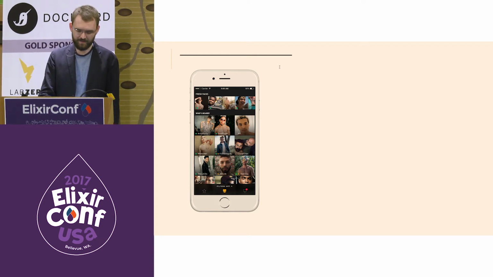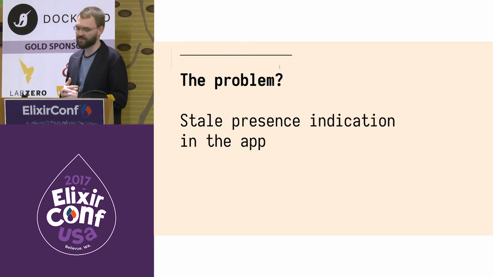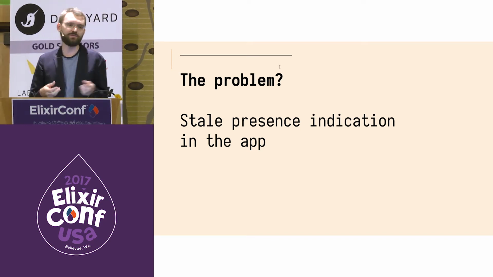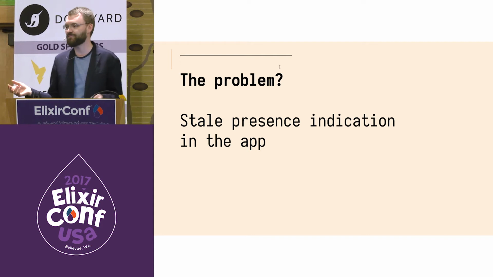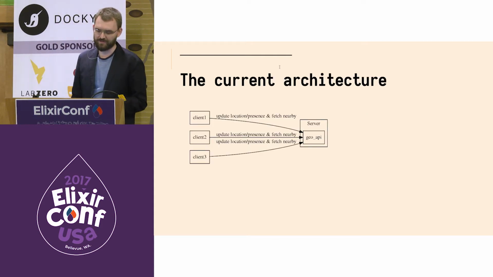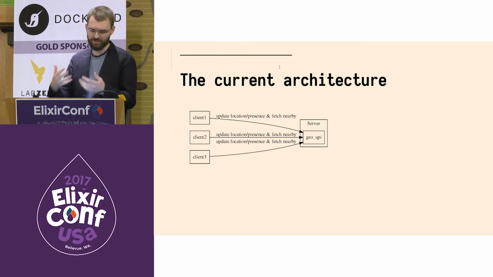And so there's a problem that we wanted to tackle, and that problem was stale presence indication in the app, which means that these guys would show up, but they wouldn't actually be there, or they were there, but they got off, and it was rather confusing for users. And the whole problem stemmed from the architecture which supported it.